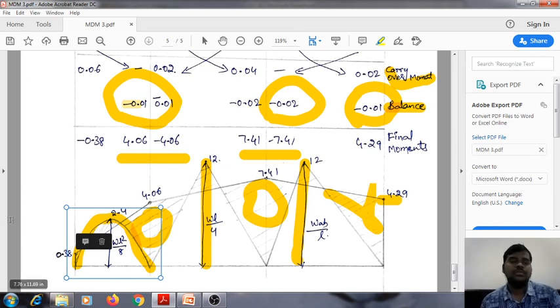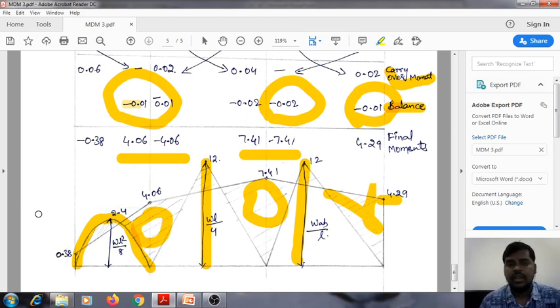Fine. This is what regarding the second problem of moment distribution method. So these are very important, which is easy while solving, and one can enjoy while solving.